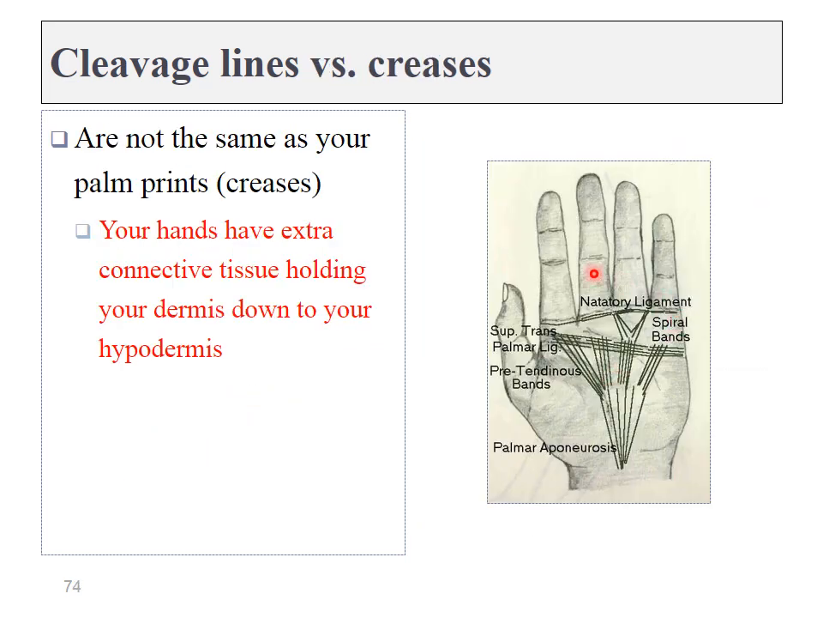Those cleavage lines are not the same thing as our palm prints. The palm prints are created by extra bits of connective tissue, collagen, that helps to anchor the dermis down to the underlying tissues below, like muscle or fascia. The palms need extra collagen fibers to do this because they get more friction.